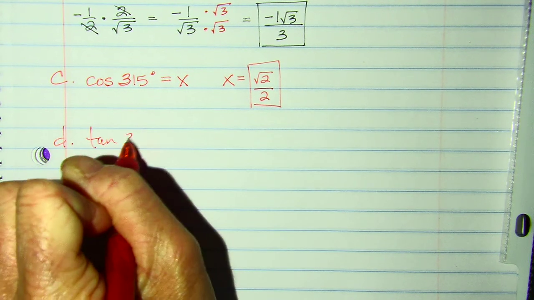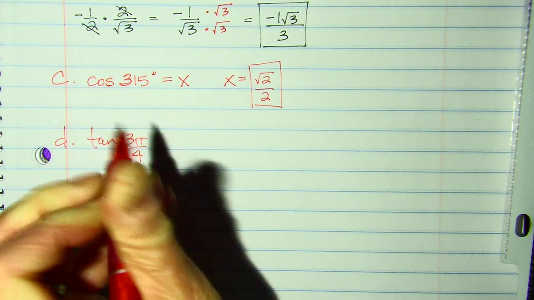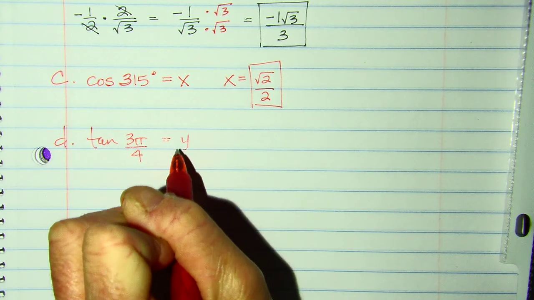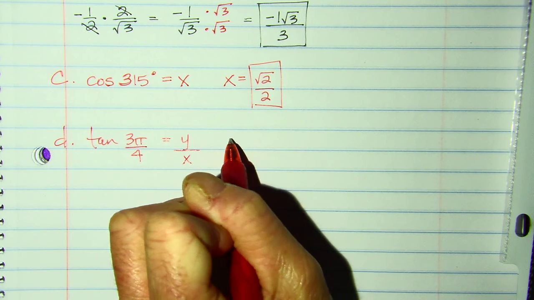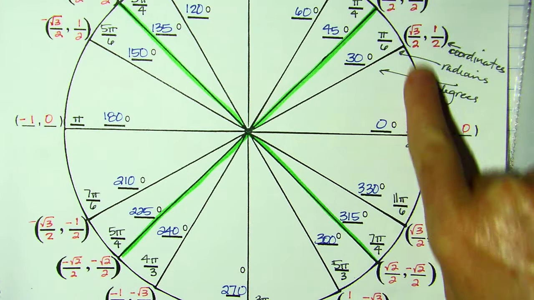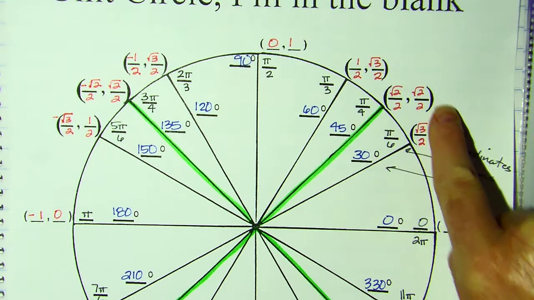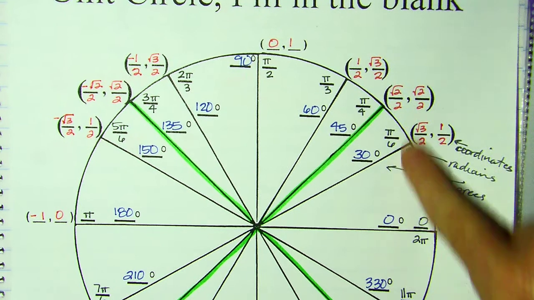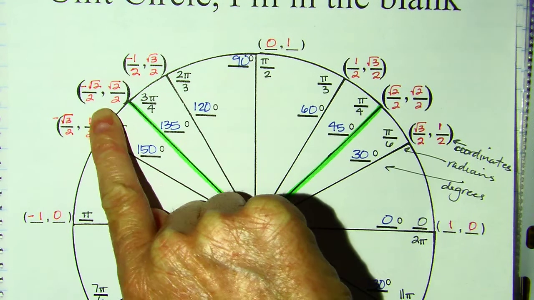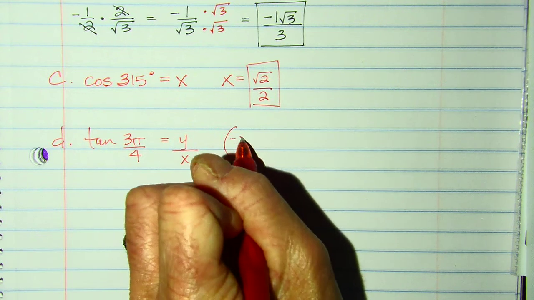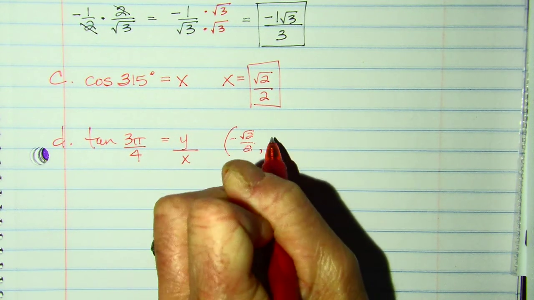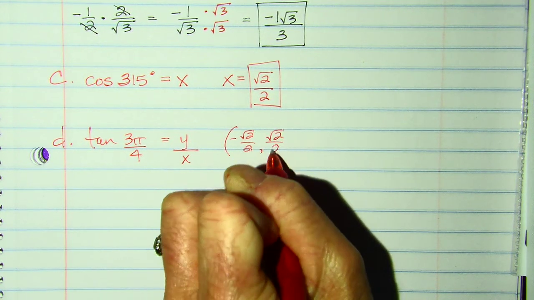Tangent of 3 pi over 4. And remember, tangent is going to be the y value over the x value. So let's record that coordinate. So find 3 pi over 4. Should be in black. 3 pi over 4. I'm going to copy this coordinate down so I have it. So I have negative root 2 over 2, comma, positive root 2 over 2.